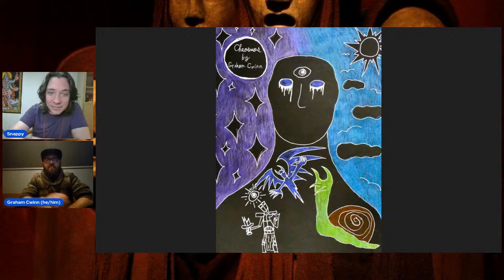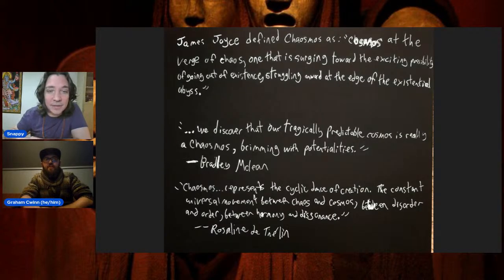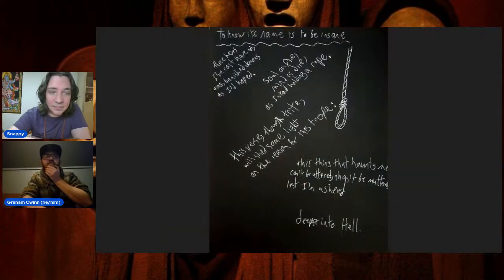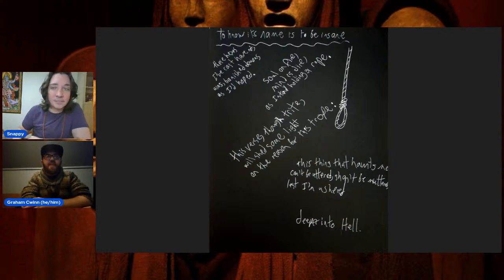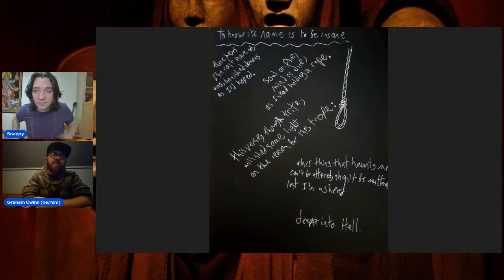Okay, let me continue here. Sure. So these are just the definitions of Chaosmos that I had. I've already recited them, so we can keep going. So this is the first poem in the collection. This is "To know its name is to be insane." Wow. Intense.